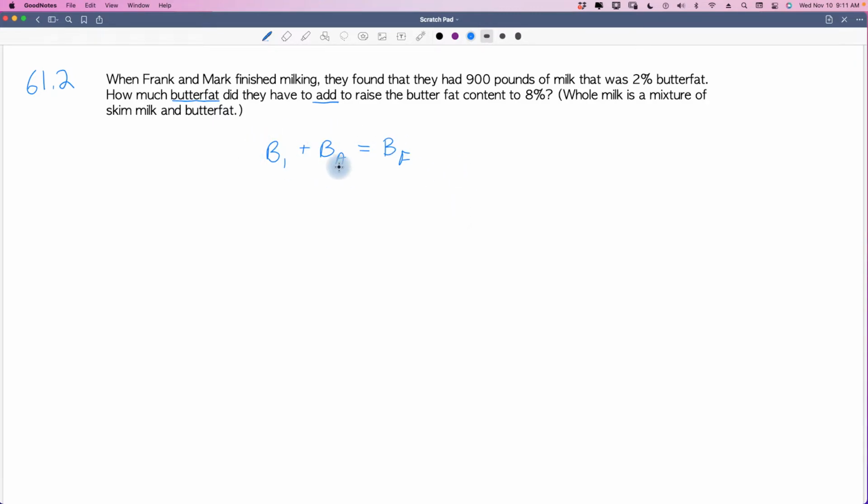So here's our original equation. Now we're going to create our buckets and solve for that. So let's start with our bucket here. Plus, we have a bucket here. And this is going to be our big bucket here. So we started with 900 pounds right here of milk.